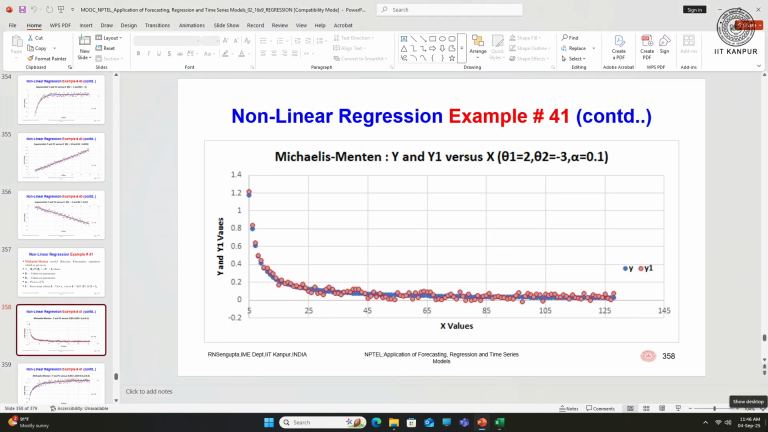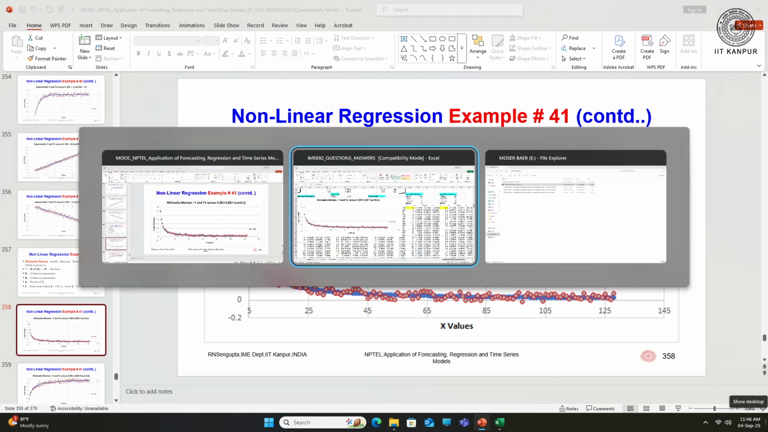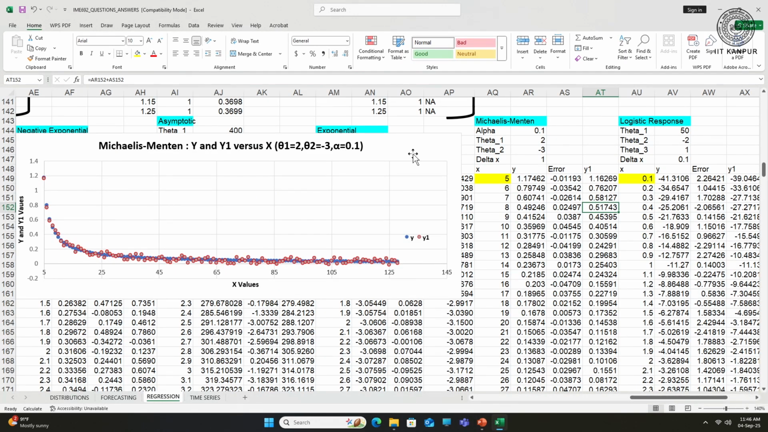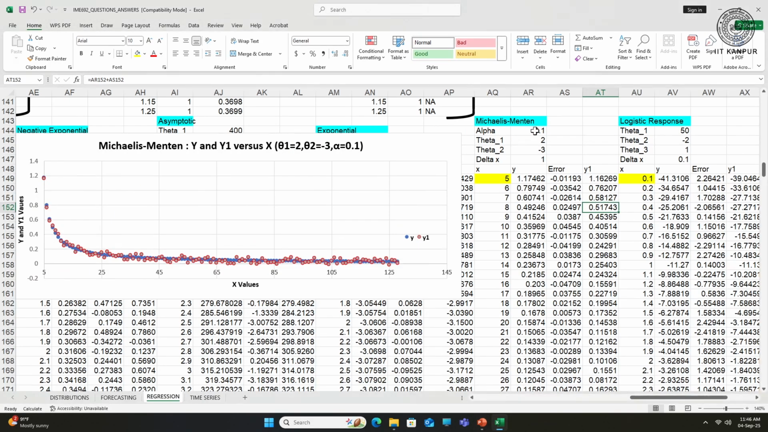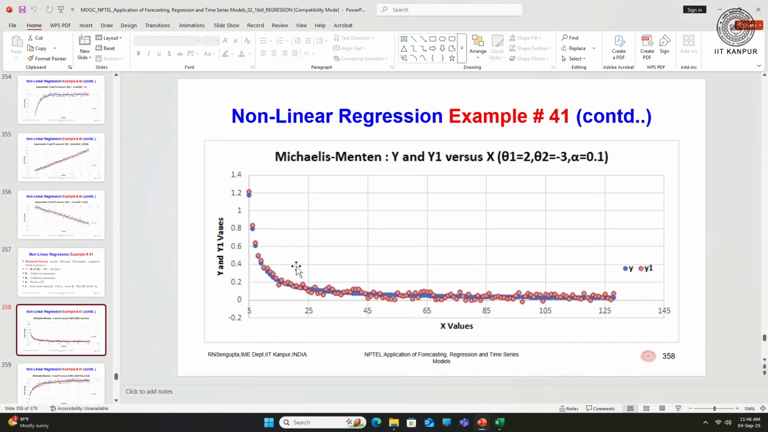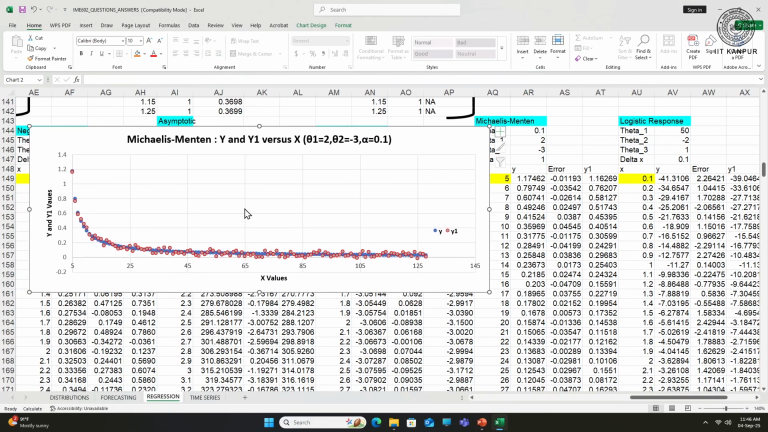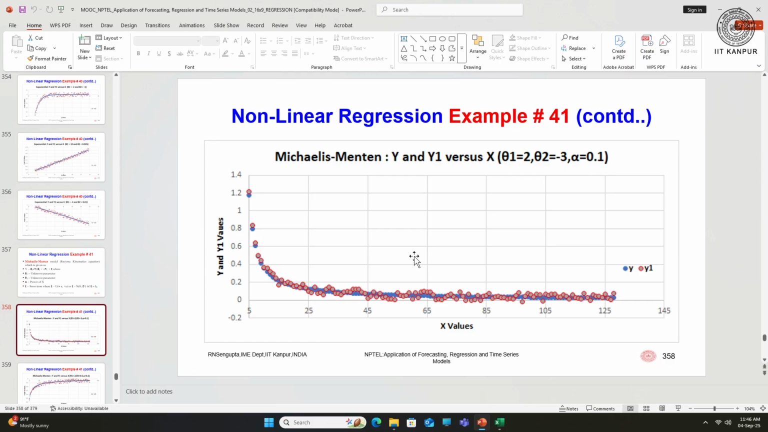Now, let us go back to the values of theta 1, theta 2, and alpha. Theta 1 we will consider as 2, theta 2 as -3, and alpha as 0.1. These are the values which I have. So, the graph in front of us is exactly the one being replicated in the PPT slide.